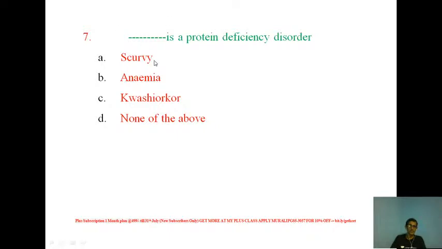So scurvy is due to what? What is scurvy? Yes Tejas, Bhumika. So what is scurvy? Of course, the answer is kwashiorkor. What is scurvy? Yeah, vitamin D deficiency, calcium deficiency.